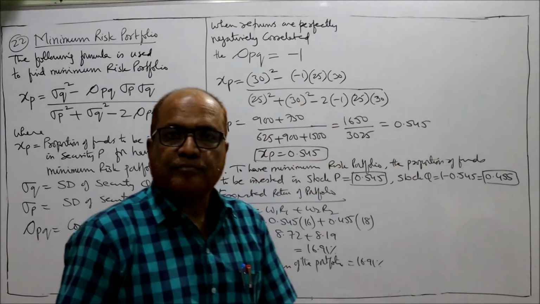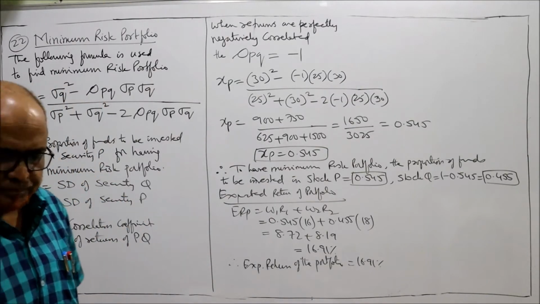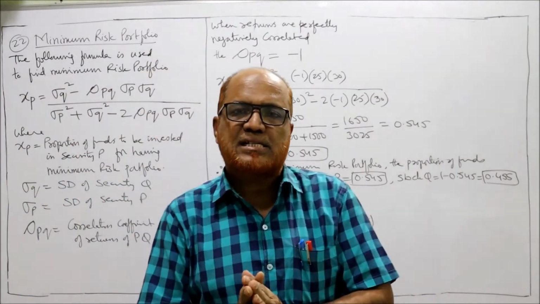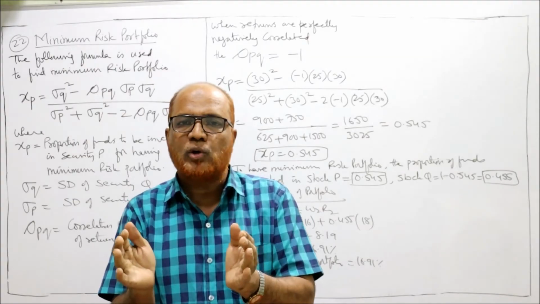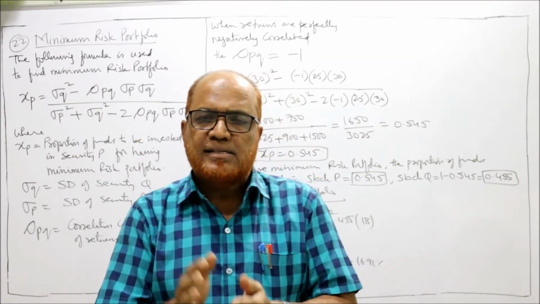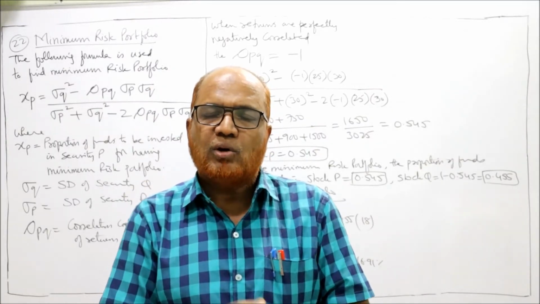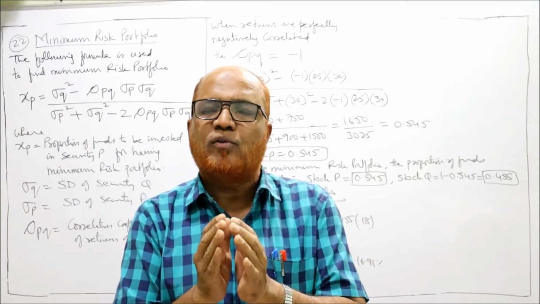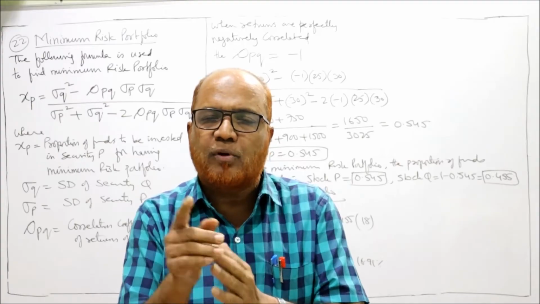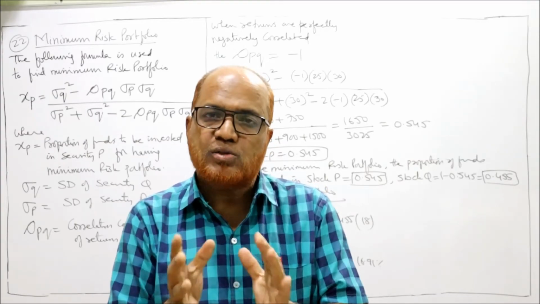Now this is an entirely new problem. We have to find out what is the expected return of a portfolio having minimum risk. What is the lowest risk? It is zero. So what is the expected return of a portfolio when the standard deviation of the portfolio is zero? That's what we have to calculate.